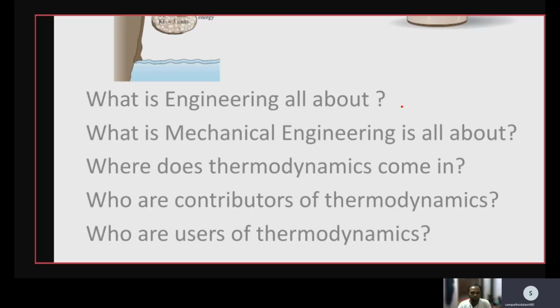Yeah, welcome to the introduction session of thermodynamics one. In the previous session of the classes, we learned about what is engineering, mechanical engineering, who the contributors were and all. Let us move on to more detail about it.